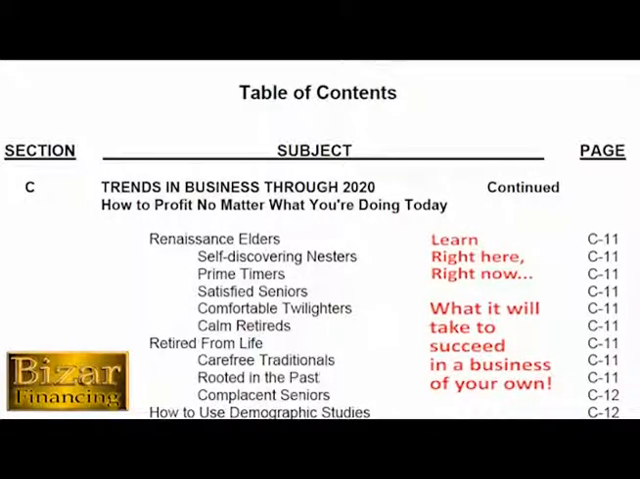These are the various types of consumers, and we get into who they are, why they buy, how they buy, when they buy, what has to happen to get them to become your customer instead of your competition's customer.